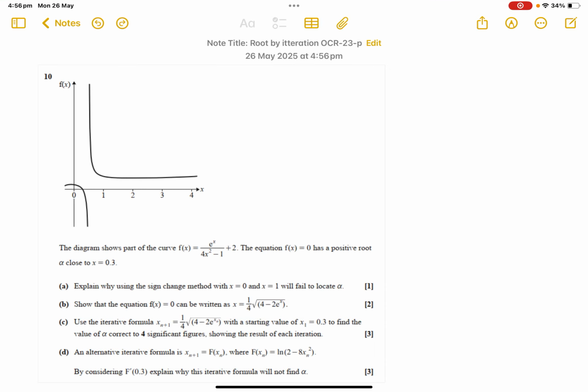Another past question on finding the root by iteration from an Oxford and Cambridge past paper. The question has a diagram given. It's a graph. The diagram shows a part of a graph f(x) equal e to the power x divided by 4x squared minus 1, plus 2. The equation f(x) equals 0 has a positive root alpha, close to x equal 0.3.